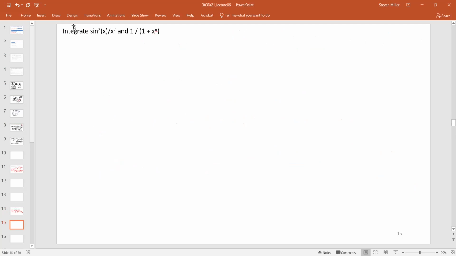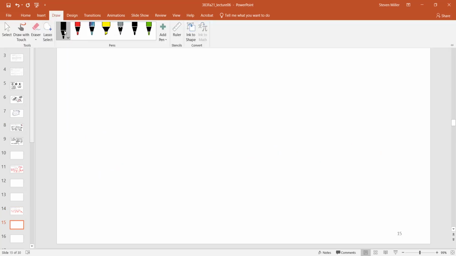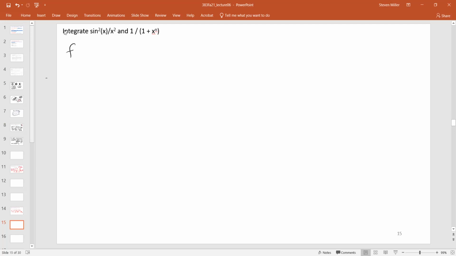Okay, what I want to do for the last bit of class is to talk about integrating some functions. So the first was a function I had when I was an undergraduate. f of x is sine squared x over x squared, and we want the integral from minus infinity to infinity of sine squared x over x squared. And you're supposed to use complex analysis to integrate this.